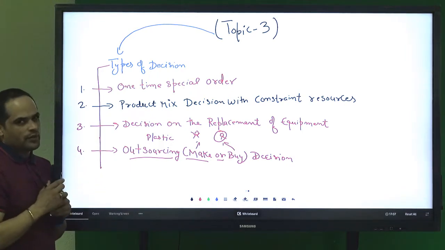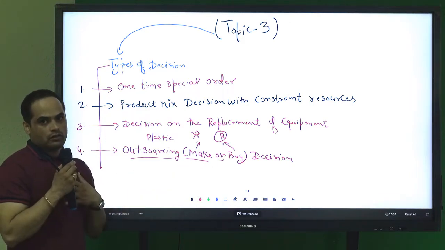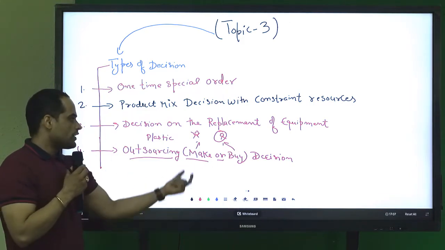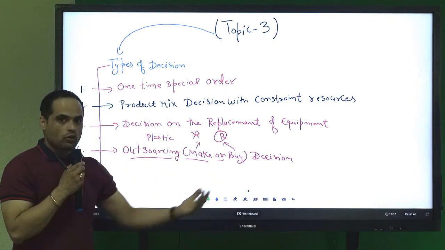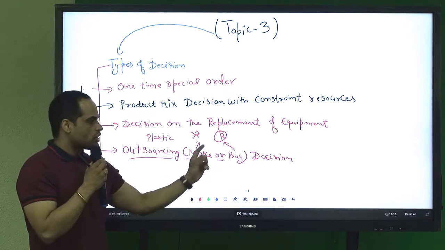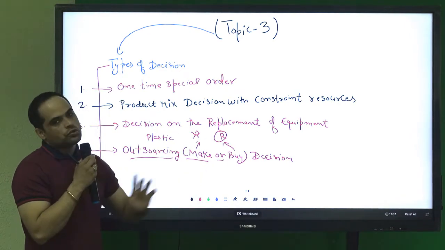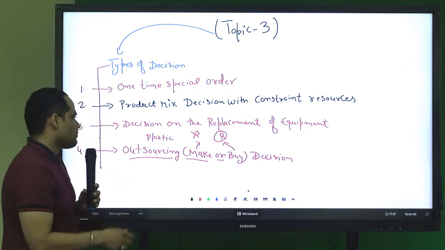Which one is profitable? It depends on which one is cheaper, because that will be more profitable: low cost, high profit. So if making raw material is more profitable compared to buying raw material, we choose this option. Or if buying raw material is cheaper compared to making, we will choose that decision. So that's called the make or buy decision.